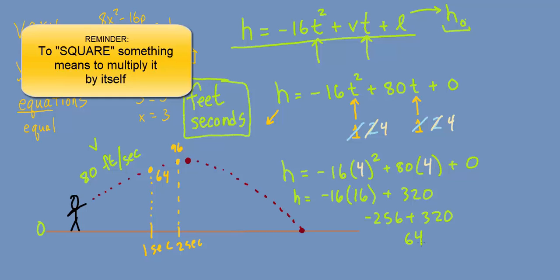We get 64 again. Well, that makes sense because let's say this is 4 seconds. Again, this scale is not accurate, but just to show you what's going on. At 1 second, we are at 64 feet, and the formula is telling us at 4 seconds, we're back at 64 feet. And that makes sense because balls go up and down.